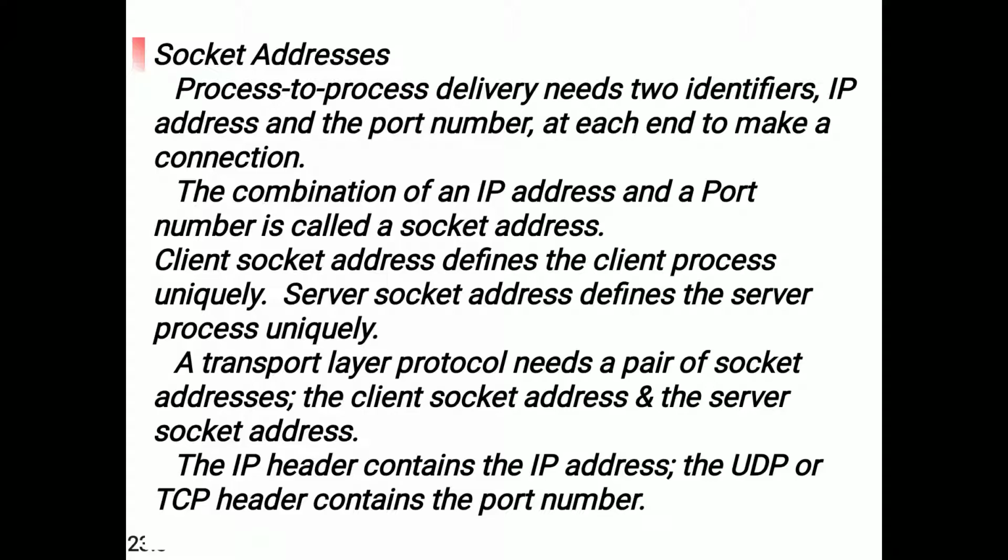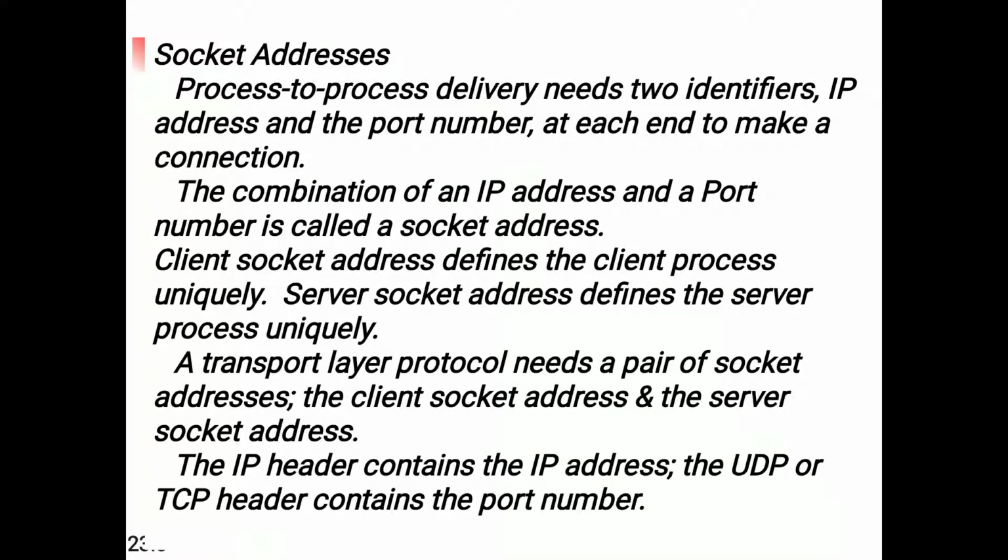Socket address. Process-to-process delivery needs two identifiers, the IP address and the port number, at each end to make a connection. The combination of an IP address and a port number is called a socket address. The client socket address defines the client process uniquely. The server socket address defines the server process uniquely. The transport layer protocol needs a pair of socket addresses: the client socket address and the server socket address.